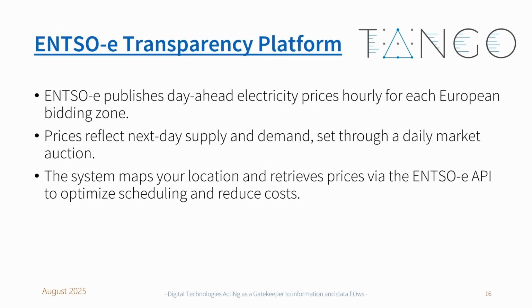ENTSO-E provides day-ahead electricity price data for European countries and regions. These prices are set through a daily market auction and published for each bidding zone, reflecting the expected supply and demand for each hour of the following day. By accessing this data, typically via the ENTSO-E Transparency Platform API, which returns hourly prices based on location and date, the scheduler can identify the cheapest hours to run energy-intensive tasks. This helps users lower their operational costs and take advantage of market price fluctuations.